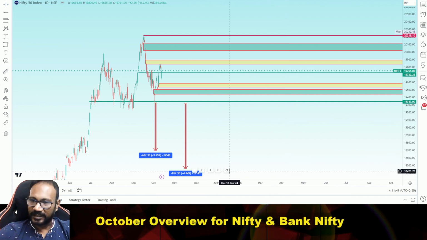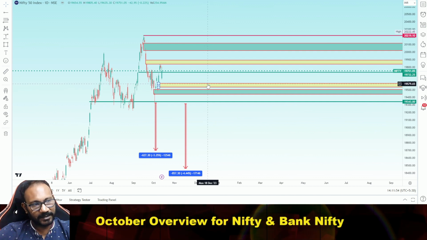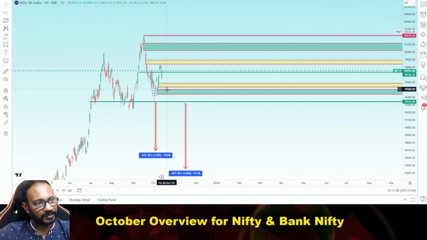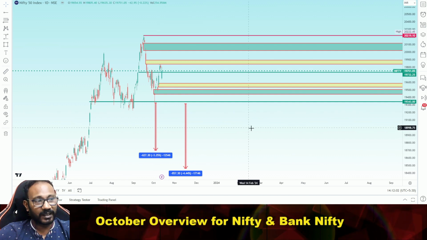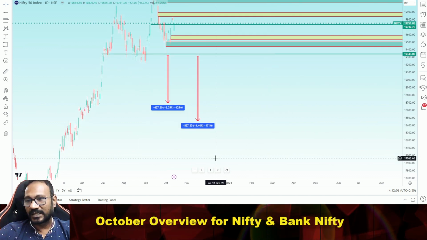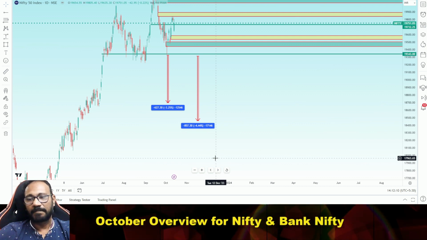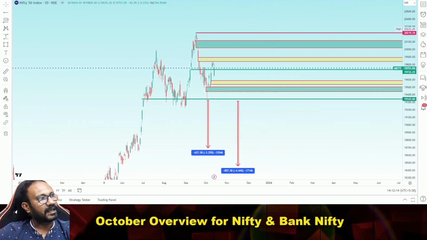So I am expecting a downside move, and the downside move can be triggered first by filling up this gap, and then there is a huge zone that has to be tested, which is, 19,200 is going to be one critical zone. Once that's broken, we have downside targets opened to the levels of 18,400. So positionally, this is my take on Nifty and Bank Nifty.